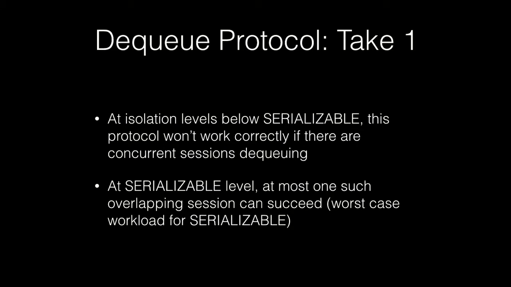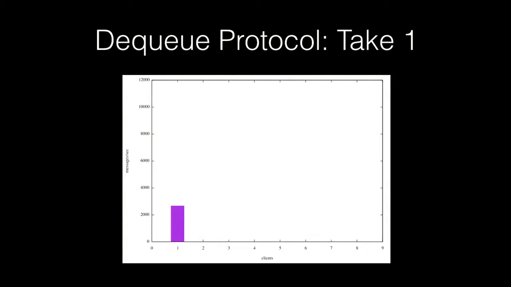So if your isolation level is anything below serializable and you try to do this with concurrent sessions, you're going to get into trouble pretty soon. And if you try to do it at the serializable level, then at most one overlapping session is going to be able to succeed with these transactions. So this is a kind of worst-case workload for serializable isolation. We can only really get one session doing this at a time and have it work.